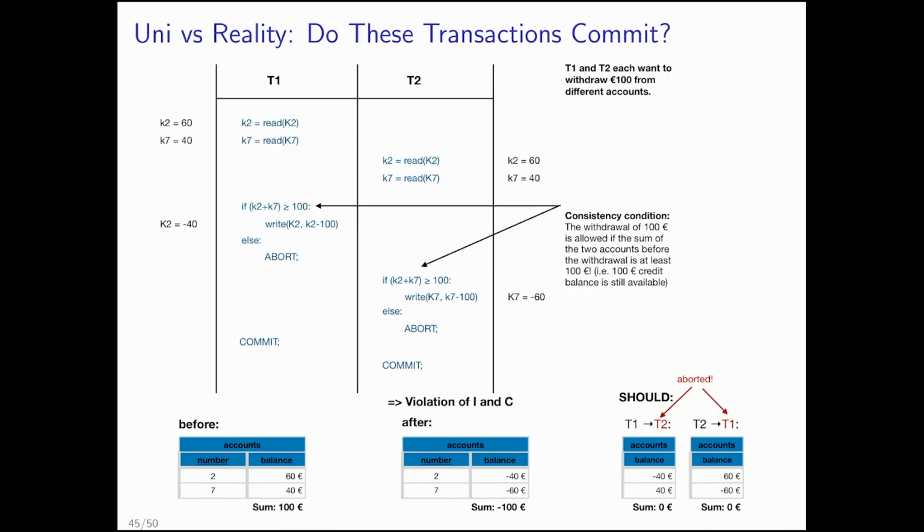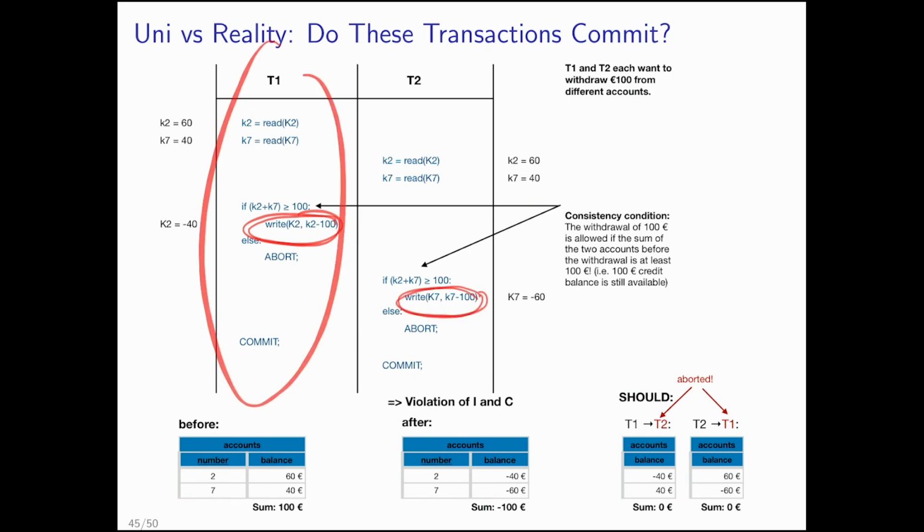So here we have a situation where we read two values, both read the same values. This is a situation where you read two accounts and then you make a decision based on the sum of the accounts. So you say, okay, if the sum of both accounts is greater or equal 100, then you can withdraw from K2, from account number 2. And you do the same in the other transaction, however, you write to different values. Here you write to K2, here you write to K7, but it's the same idea. This is withdrawing from account 2, this is withdrawing from account 7.